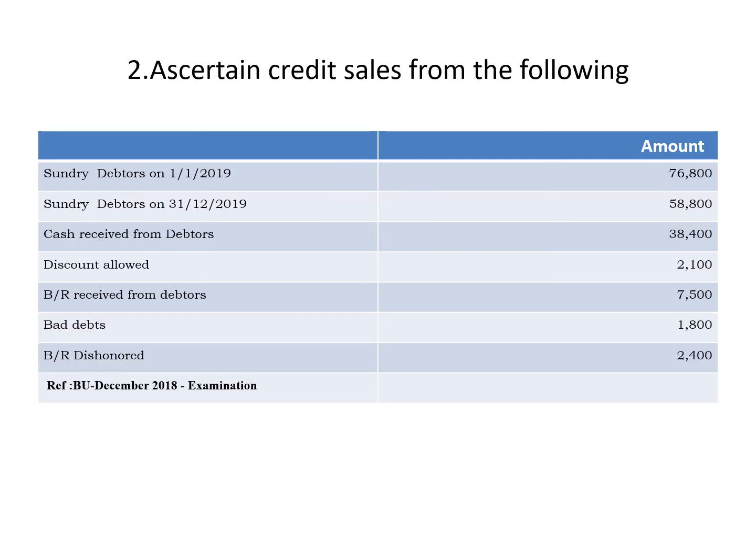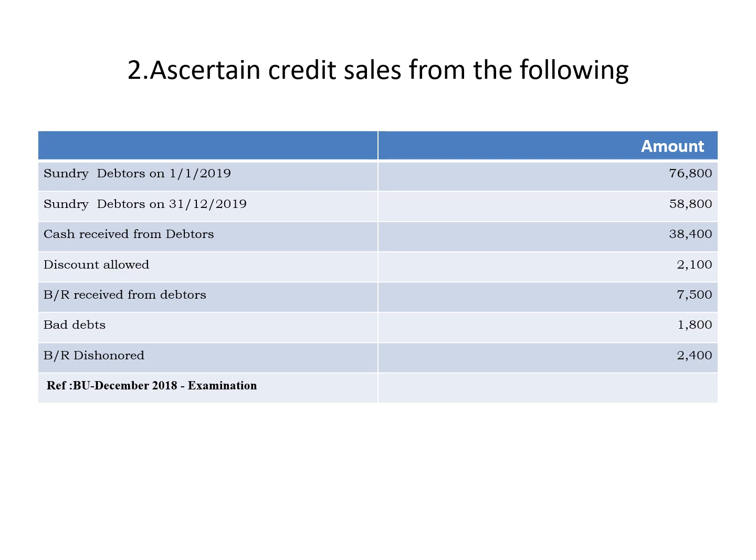The next question goes like this. Ascertain credit sales from the following. So they have given sundry debtors as on 1/1/2019 76,800, which is nothing but opening balance of debtors. Then sundry debtors on 31st December 2018 is 58,800, which is closing balance of debtors.